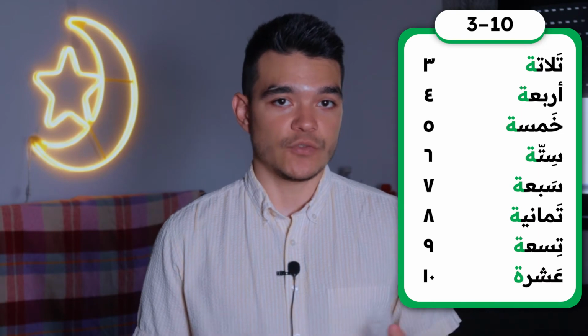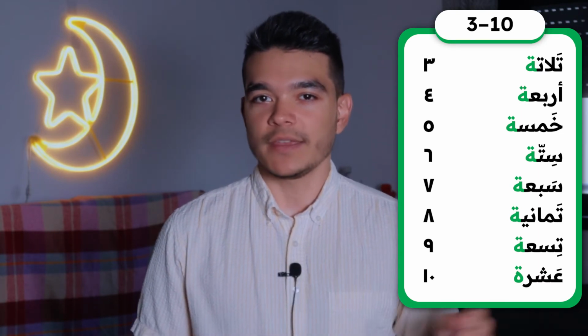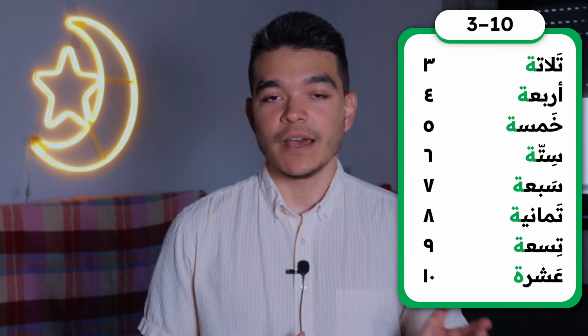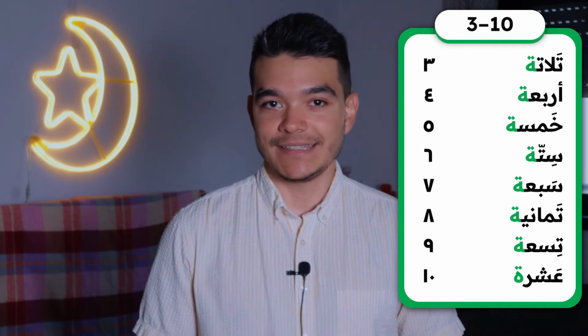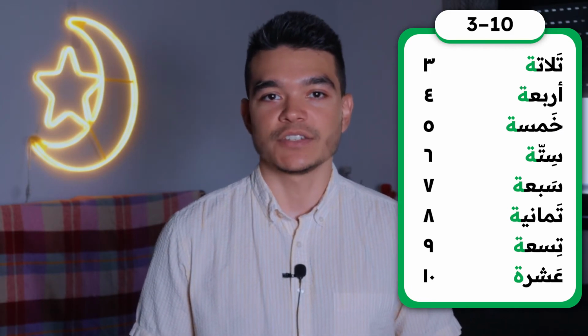As for the remaining numbers from 3 to 9, they have no gendered forms. Rather, notice that they all end in ta marbuta. We'll find out why in the next video. Otherwise, it's pretty straightforward. ثلاثة, أربعة, خمسة, ستة, سبعة, ثمانية, تسعة, and عشرة.